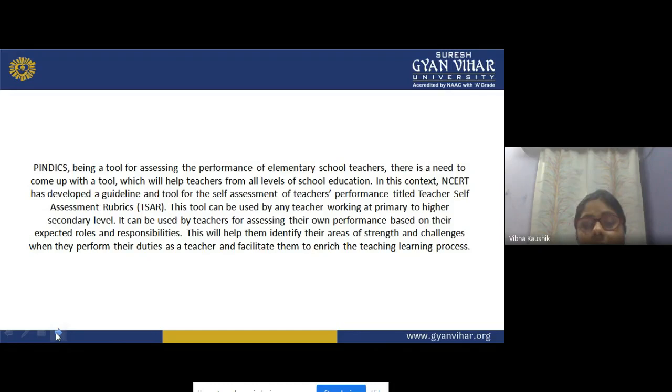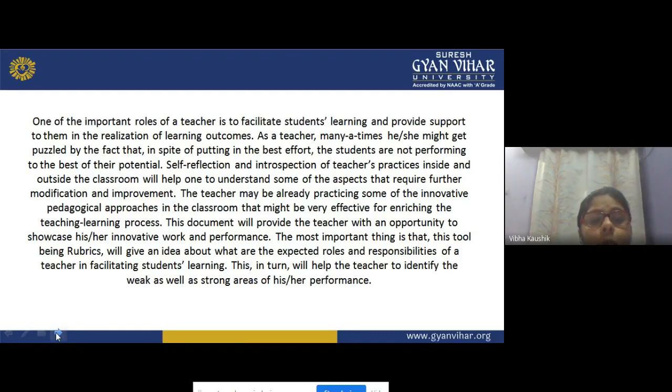It will facilitate them to enrich the teaching learning process. Knowledge of their strengths and knowledge of their weaknesses helps them to improve their teaching learning process. That assessment result will facilitate and motivate them to improve the teaching learning process. One of the most important roles of a teacher is to facilitate students, to motivate students' learning and provide support to them in the realization of learning outcomes. In this way they can realize the learning outcomes.